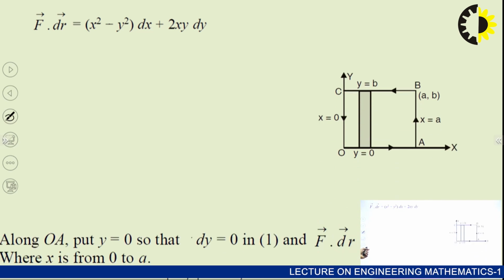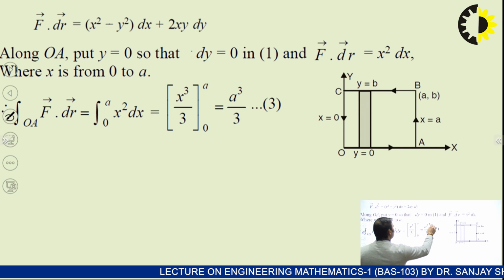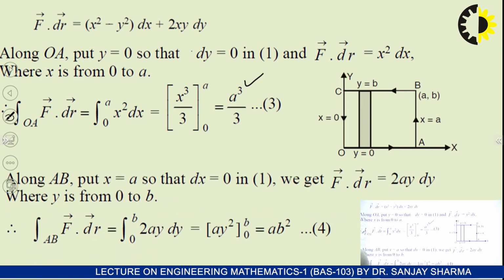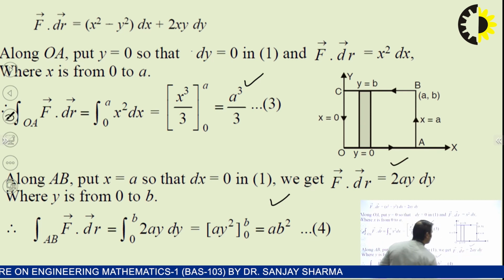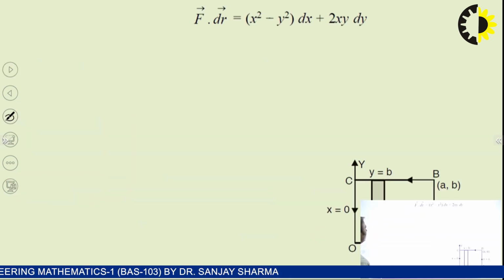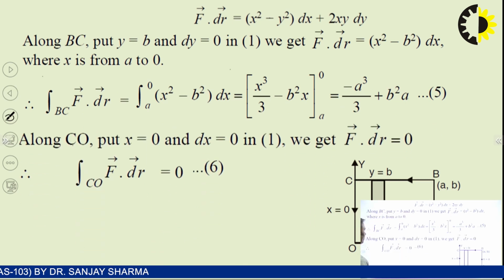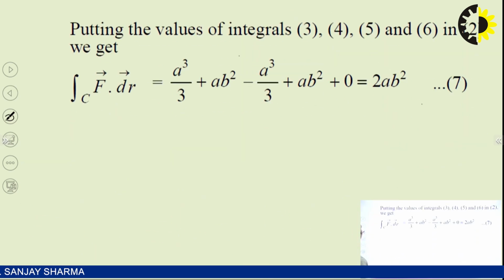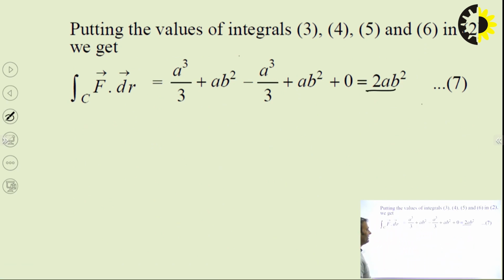By getting the integrals, the first phase gives a cube by 3, the second phase gives ab square, and the third phase gives 2 of ay. Okay. So by adding all the values, what is the answer? By adding all the phases we have the answer 2ab square, calculated by Stokes theorem in the case of the line integral.